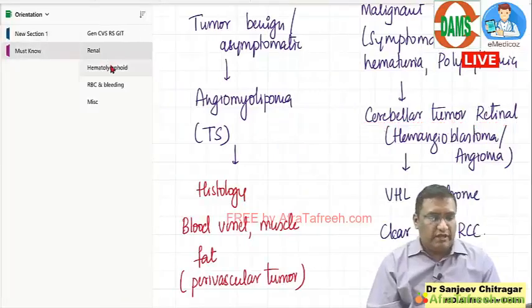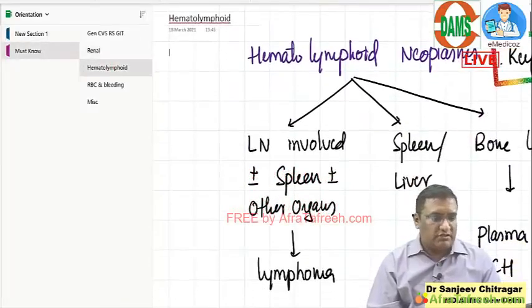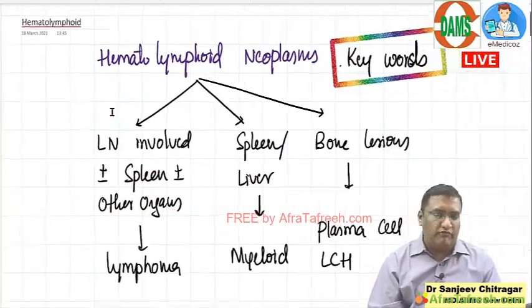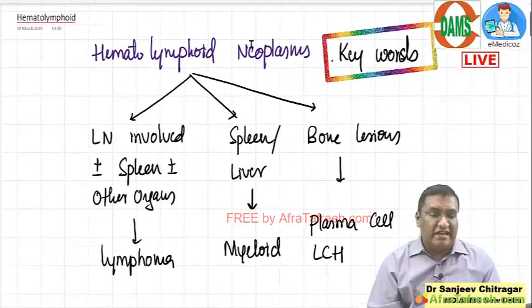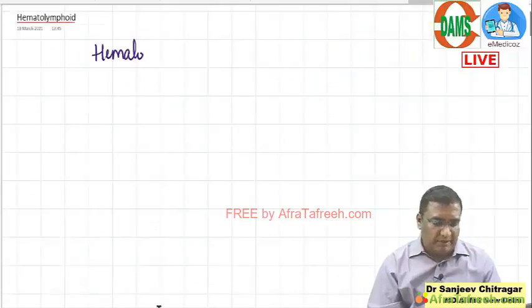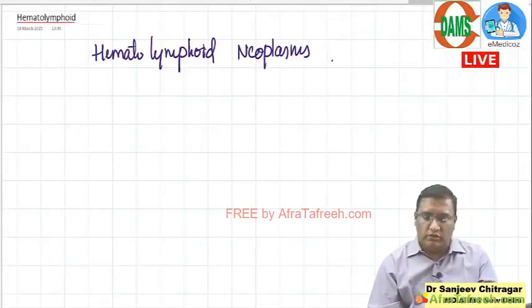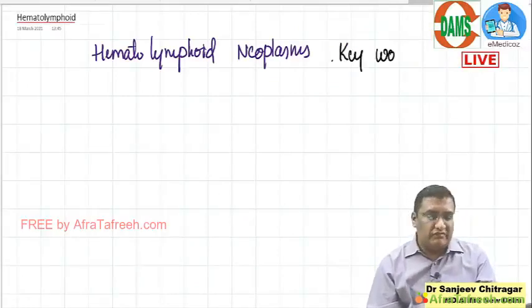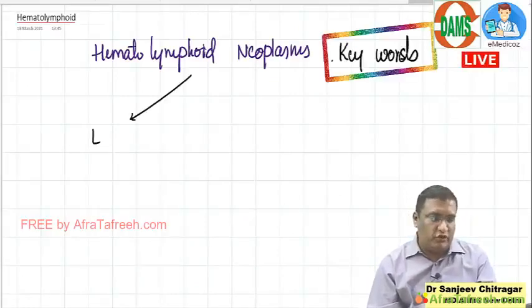So these were about renal tumors. Now next I want to discuss a few keywords for hematolymphoid. Although I have discussed this in detail in one of the DVTs, I will not repeat those things which I have taken in DVT. So in hematolymphoid, let me just make hematolymphoid neoplasm keywords. What are the keywords I'm looking for in hematolymphoid neoplasm?